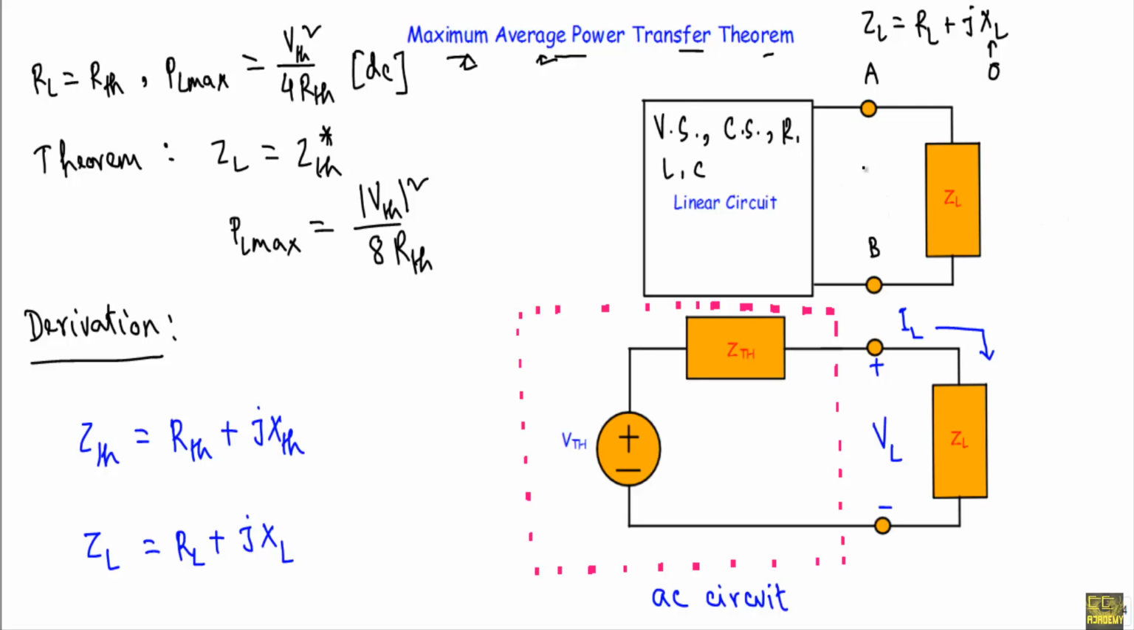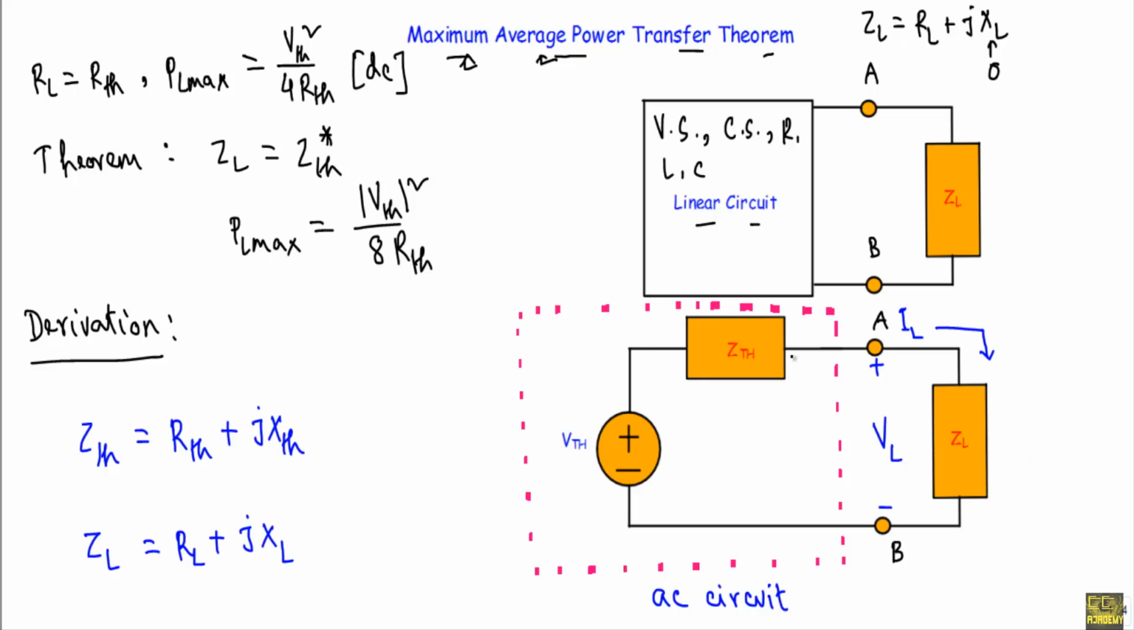From Thevenin theorem, we know that we can reduce the linear circuit to a Thevenin voltage source VTH in series with an impedance ZTH. So if I convert the linear circuit to a Thevenin equivalent circuit, I will get a circuit like this. So our circuit will look like this. Within this A and B terminals, I will have the load impedance connected here.